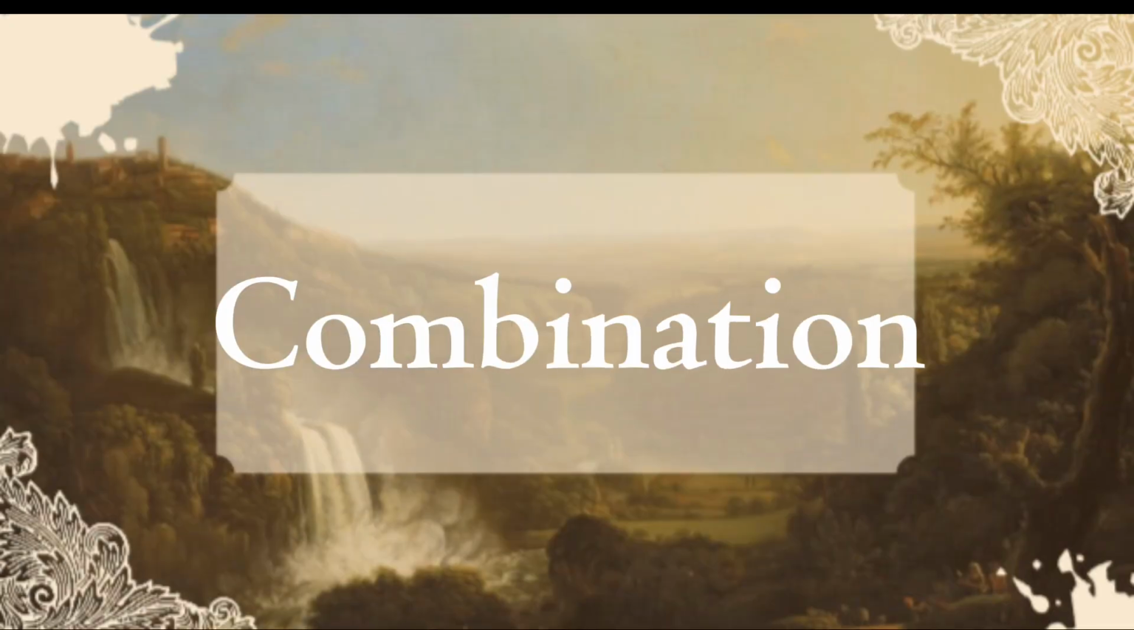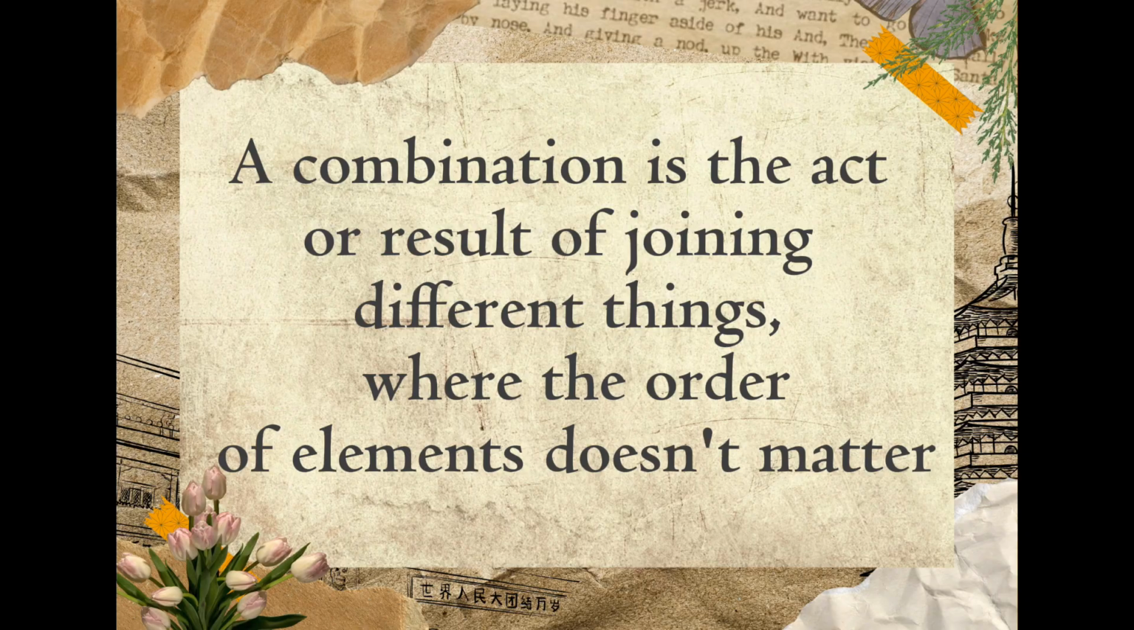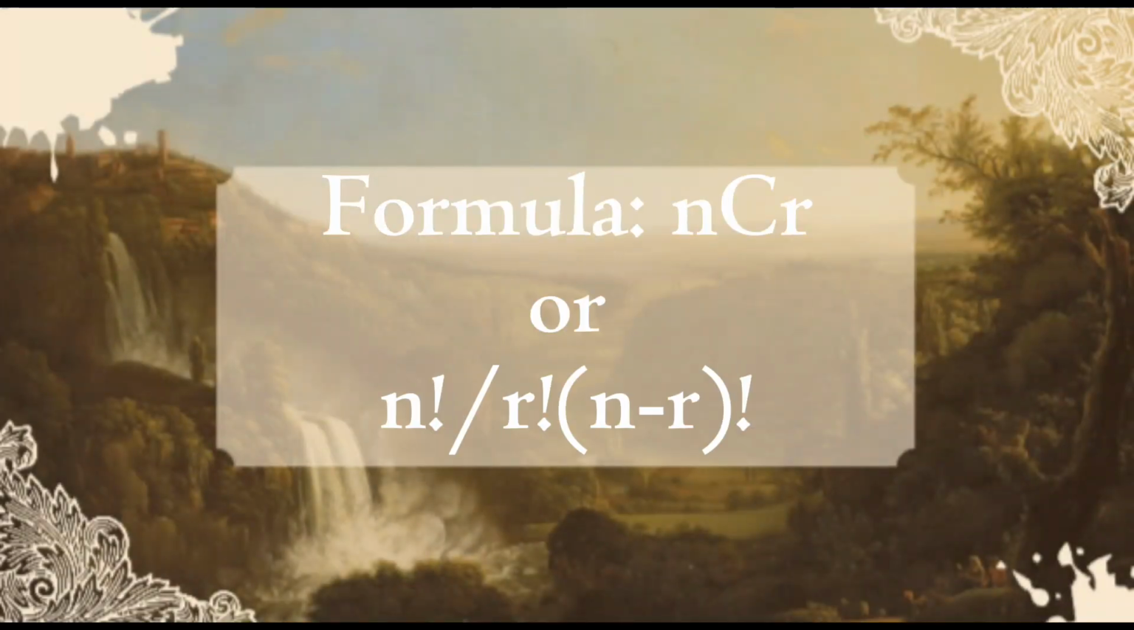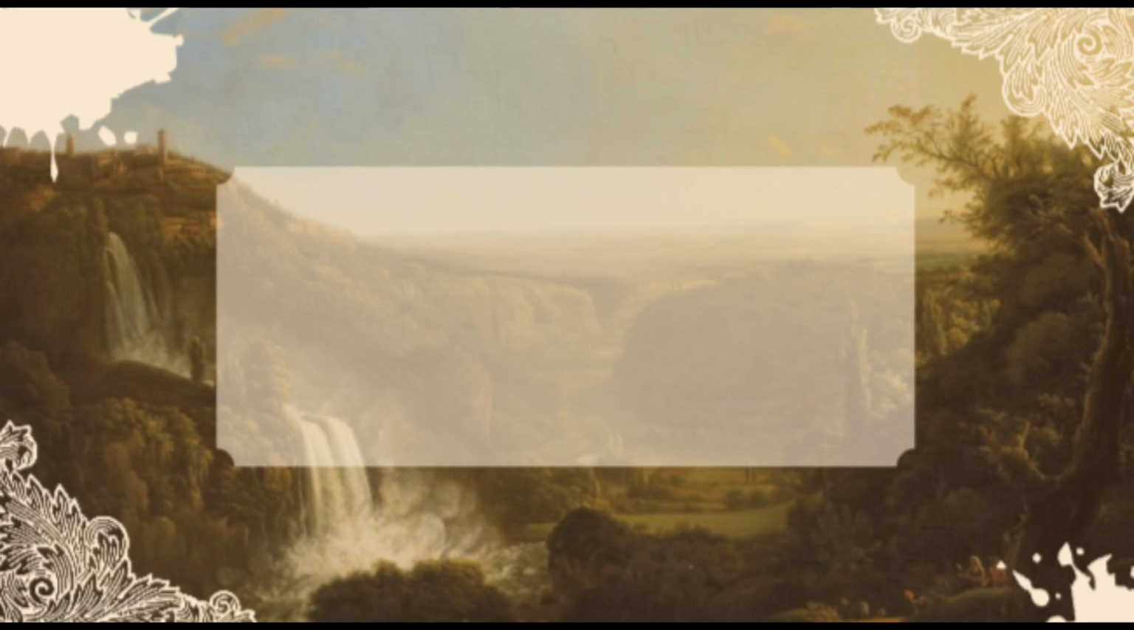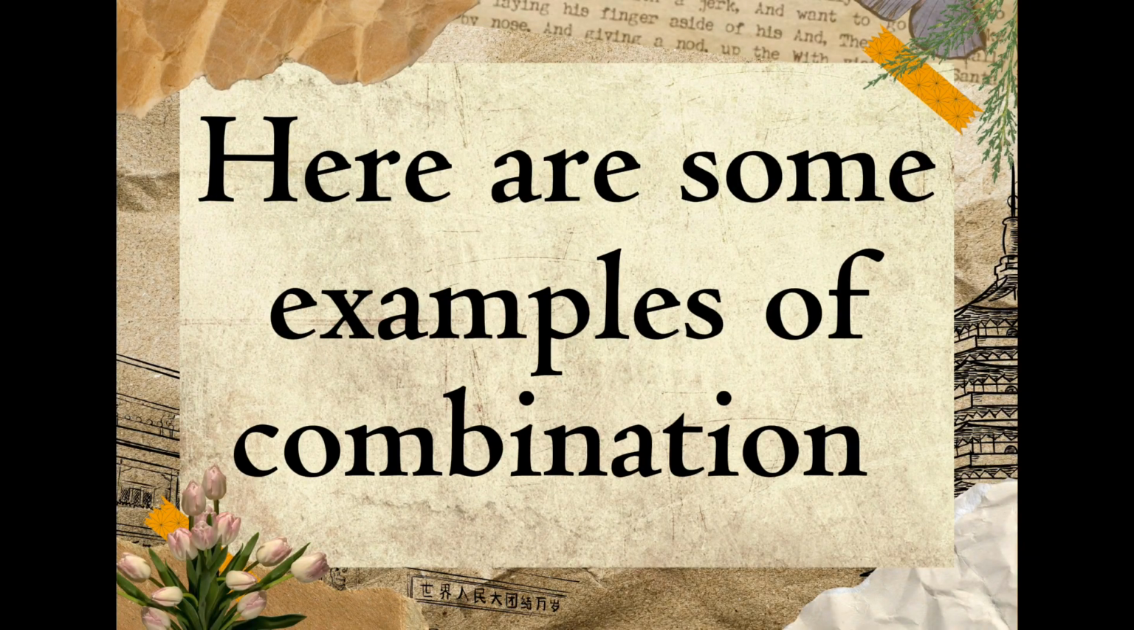So let's proceed to talk about combination. Combination. A combination is the act or result of joining different things, where the order of elements does not matter. The formula of combination is nCr, or n factorial over r factorial times n minus r factorial. Here are some examples of combination.